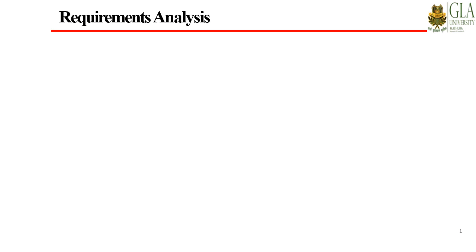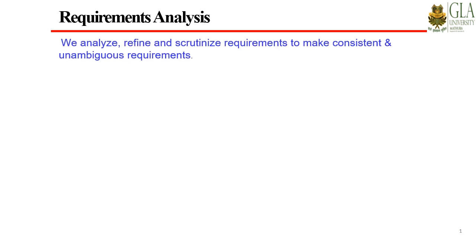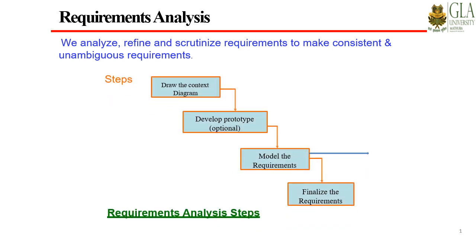As we already know, after requirement elicitation, we need to do the requirement analysis, where we analyze, refine and scrutinize the requirements to make them more consistent and unambiguous. These are the sequence and set of steps that we need to perform in order to analyze the requirements. First, we need to draw the context diagram to represent the details that will be required for the development of the system.